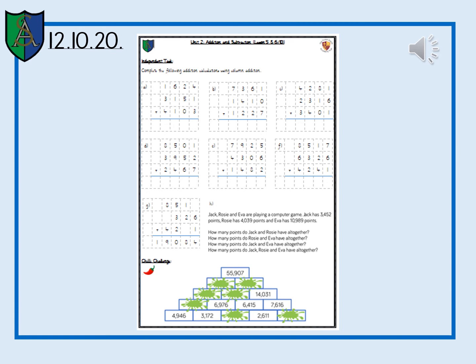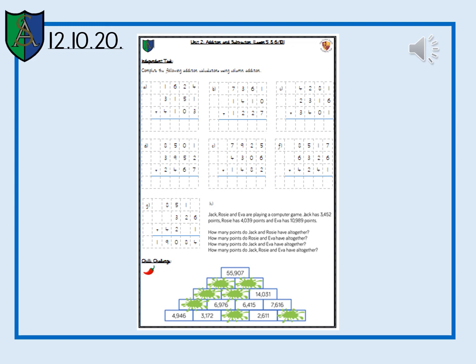Okay, moving on to the independent task then, and if we have a look, we have got just addition calculations, and they are written in the formal column addition method. Okay, so I'd like you to have a little go at them. Remember, when we're doing column addition, we start on the right hand side, so we start in the ones column. So if I take A as an example, 4 add 1 is 5, add 3 is 8, so I would have 8 ones altogether at the bottom.